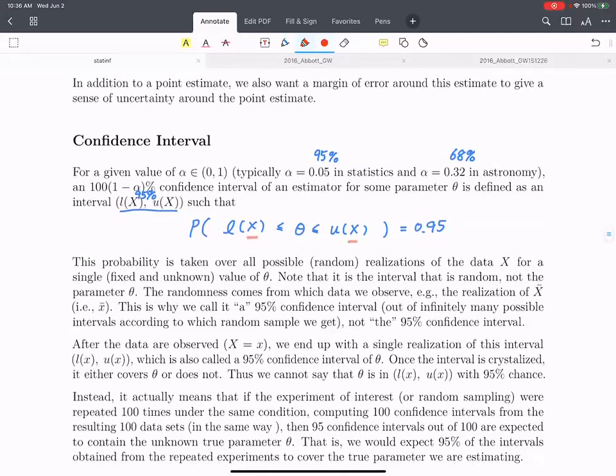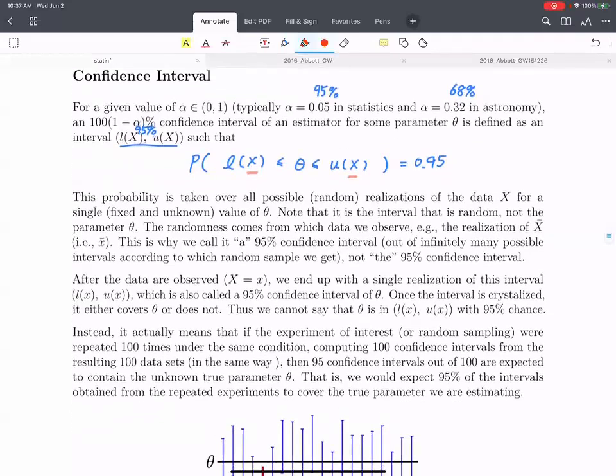And as for the interpretation, because the data are the source of the randomness in a 95% confidence interval, we cannot say that the unknown parameter theta is within the interval with 95% chance. We cannot interpret a confidence interval in this way. If you want an interval with such an interpretation, you need to move on to a Bayesian credible interval.